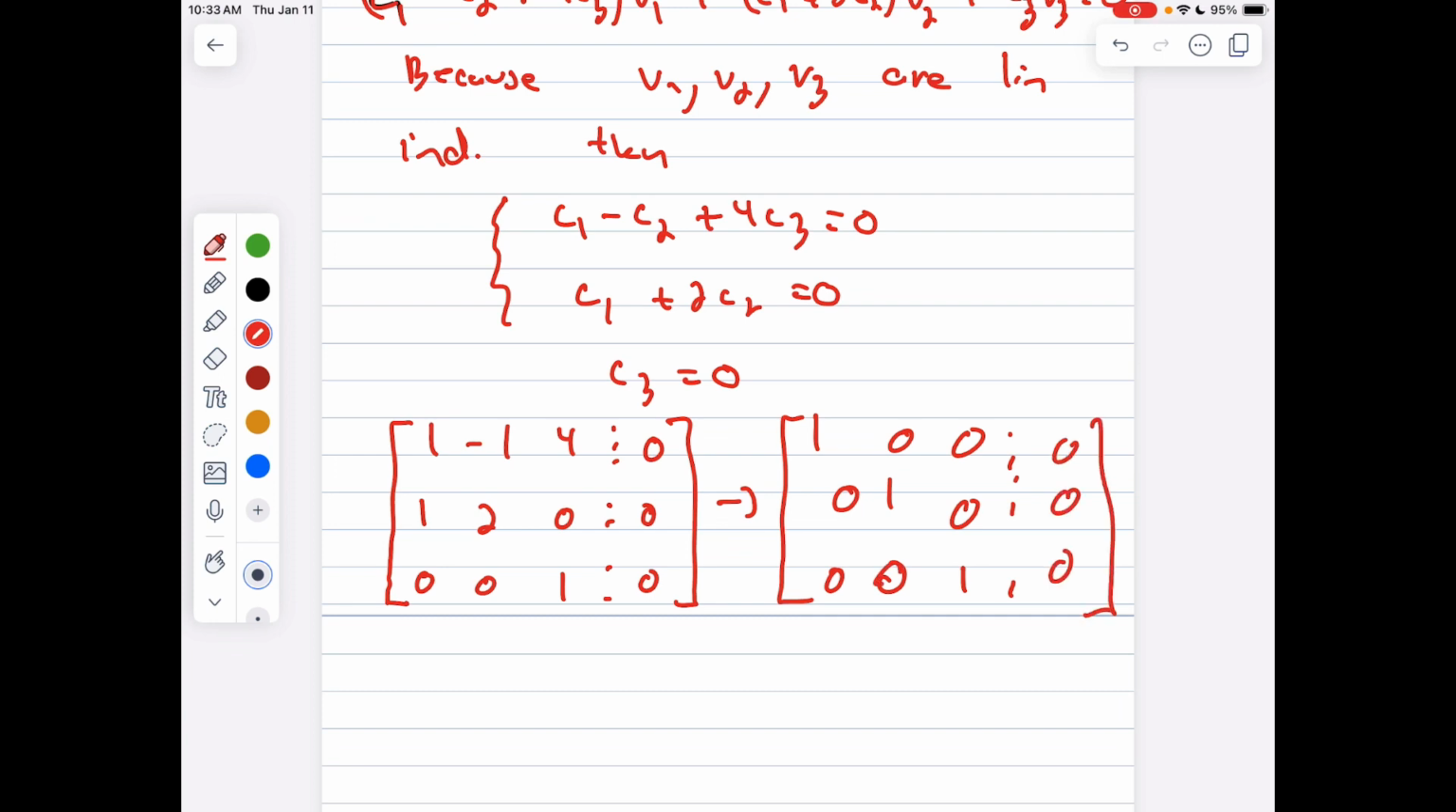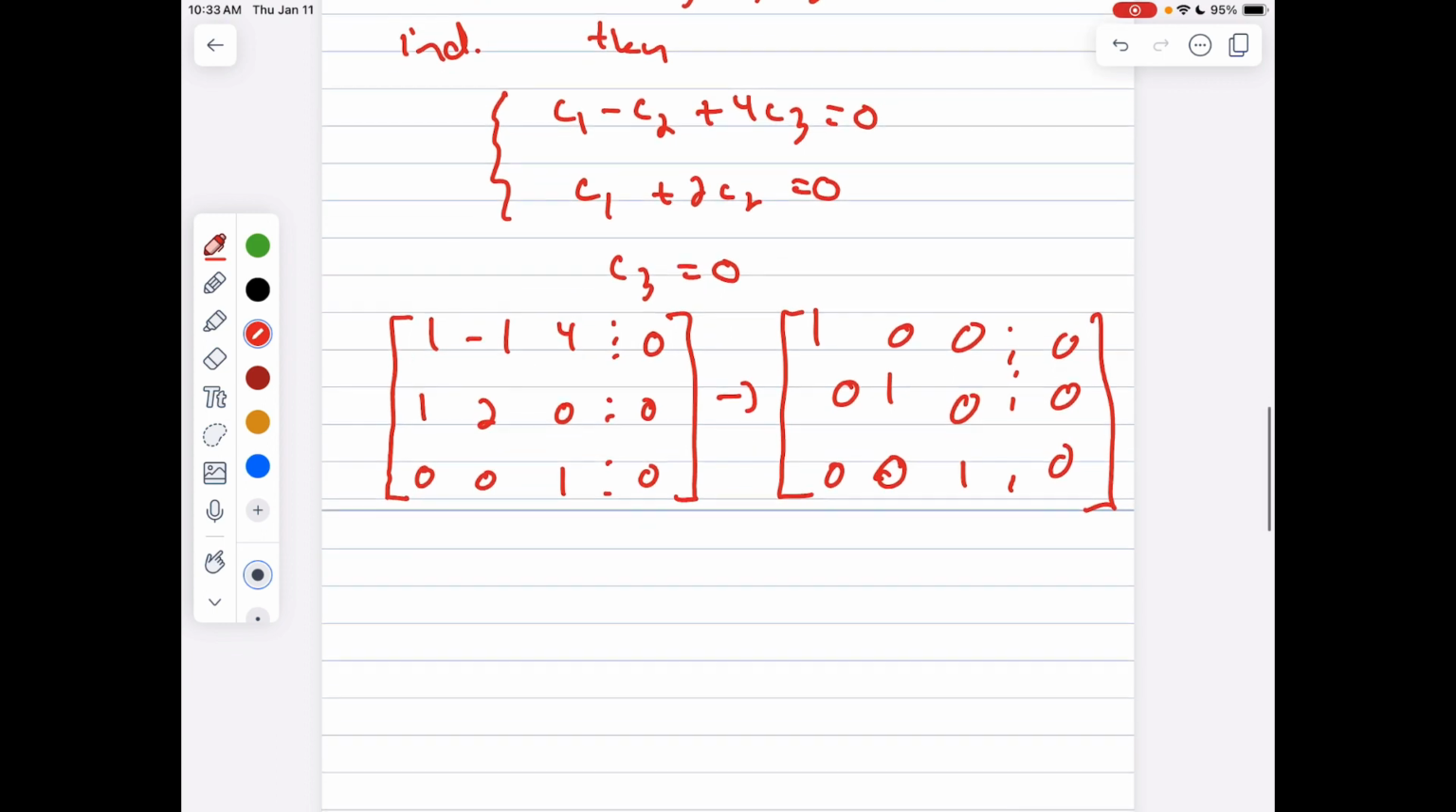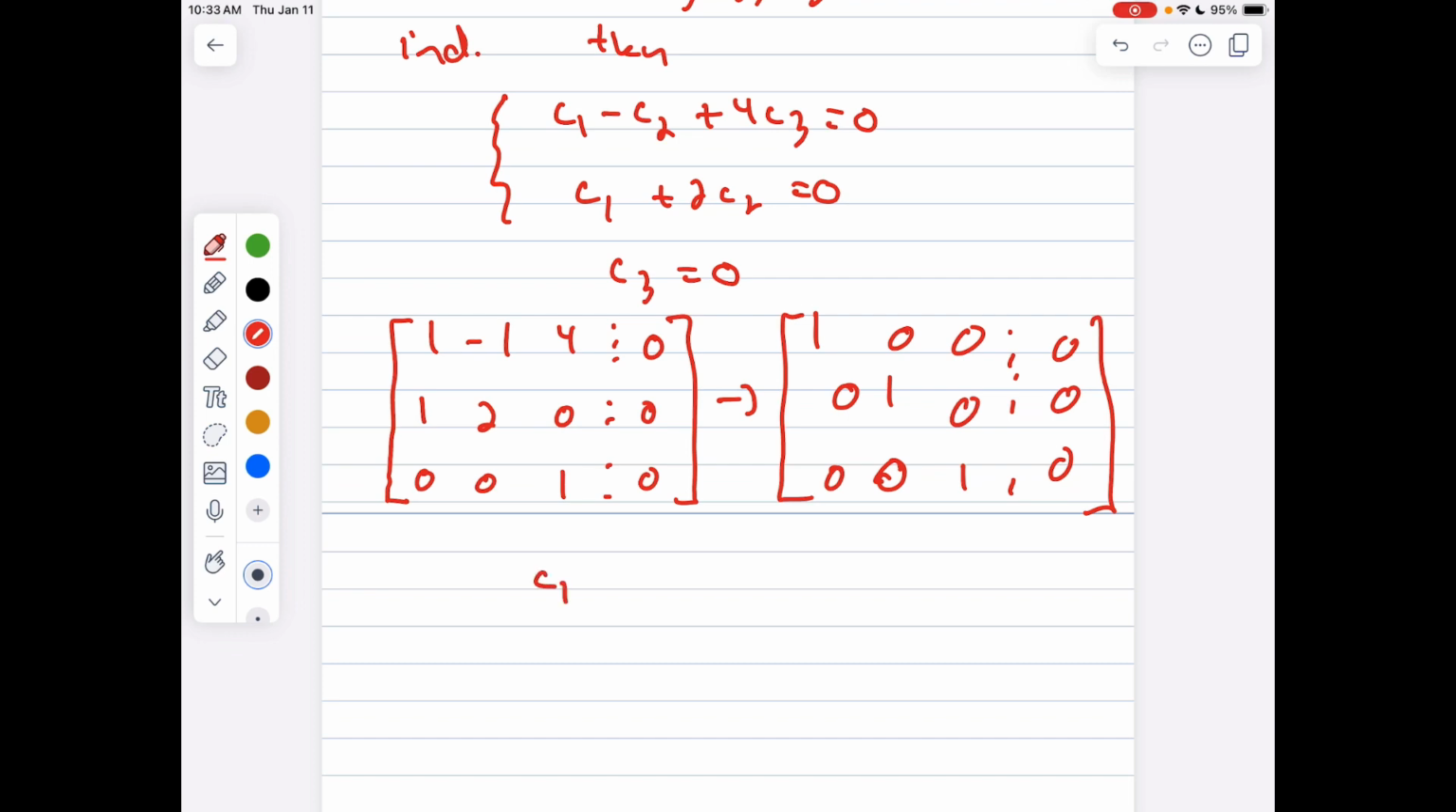And that would imply, so yeah, it's going to take a couple steps here. I'm not going to go over that because it's going to take too much time. But you would get this statement from that augmented matrix, that each of the c's equals 0, okay? And that's what we were heading for.